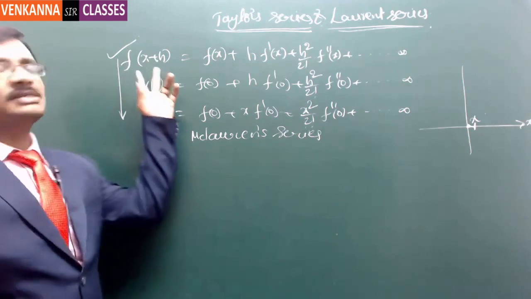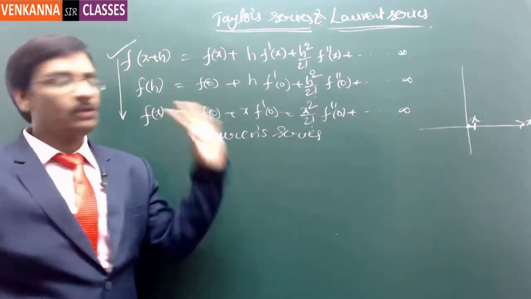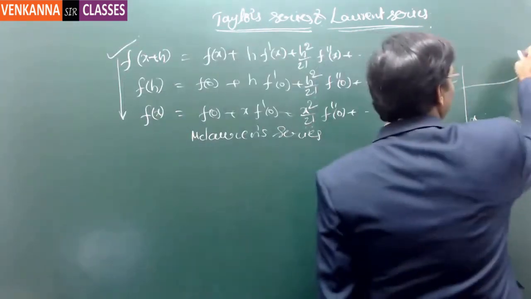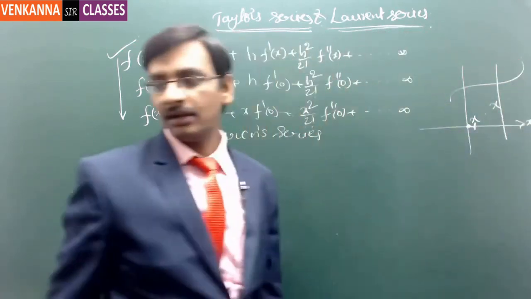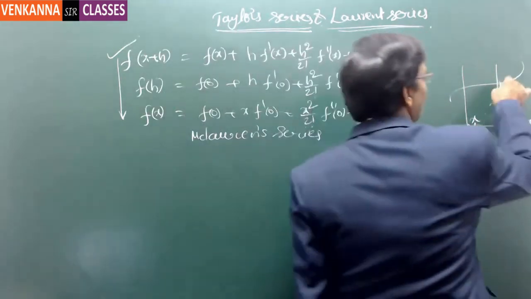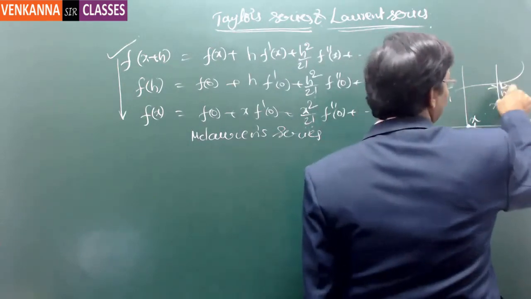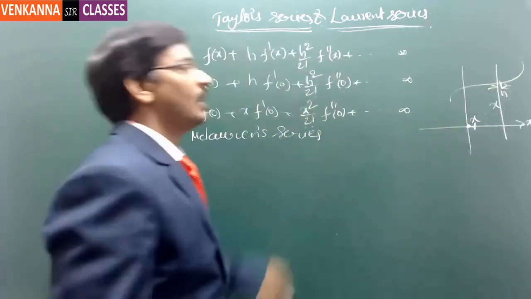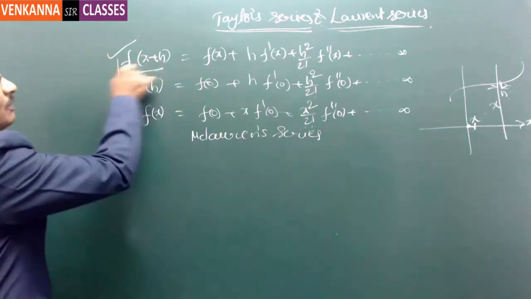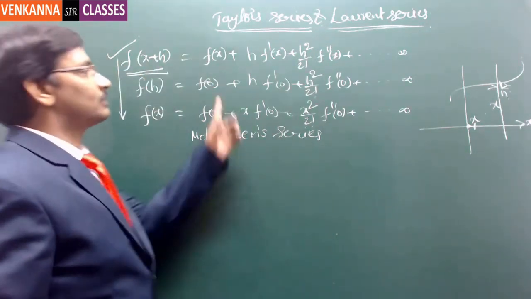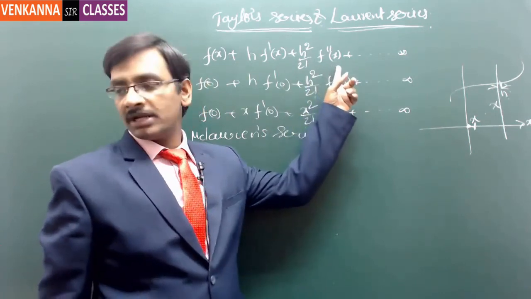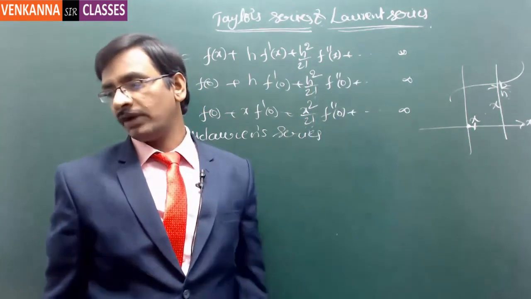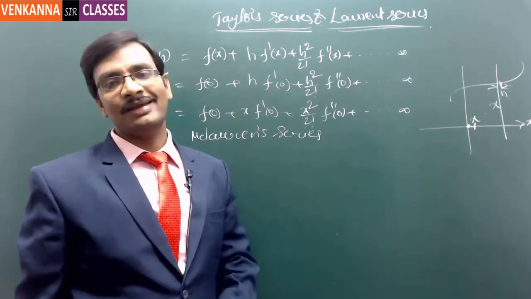This doesn't say anything about the origin. If there is a function defined like this, and you randomly consider an x value from there, then at a distance of h, the function value at x plus h can be found with the help of f of x plus h into f dash of x plus h square by 2 factorial into f double dash of x plus and so on, up to infinity. This is in the case of real analysis.